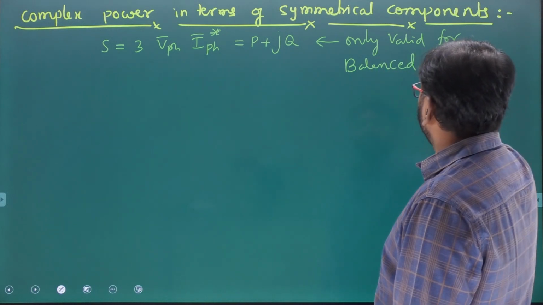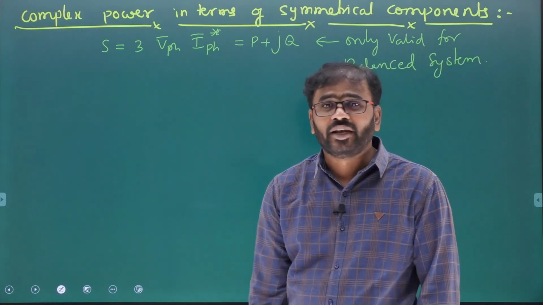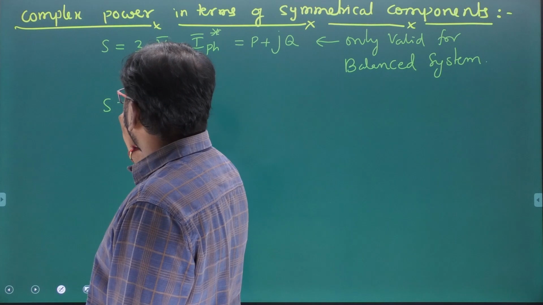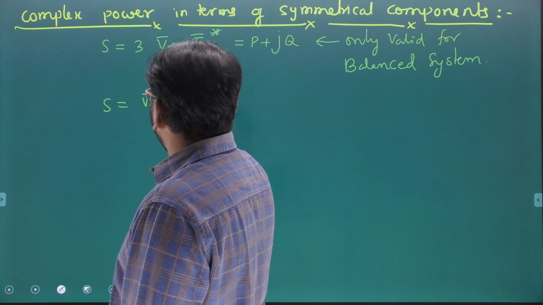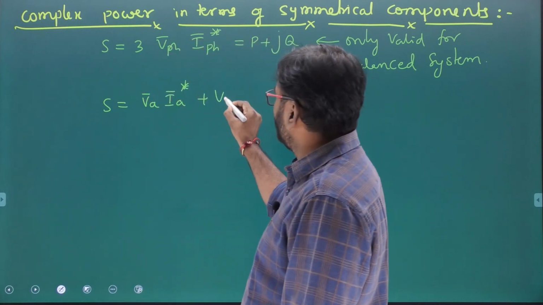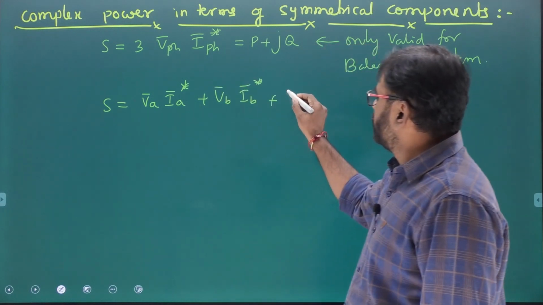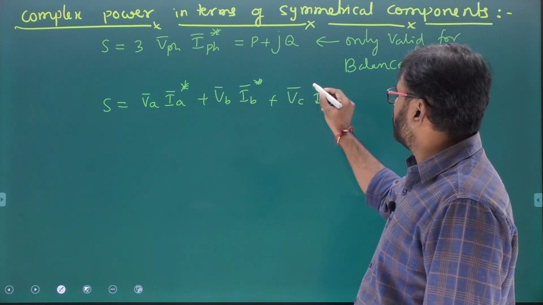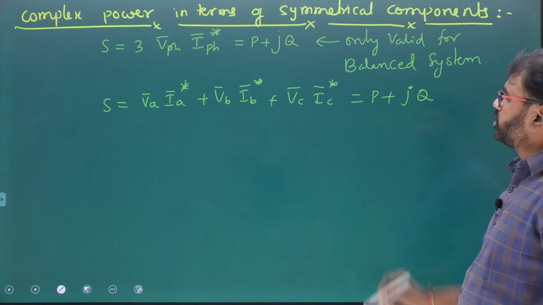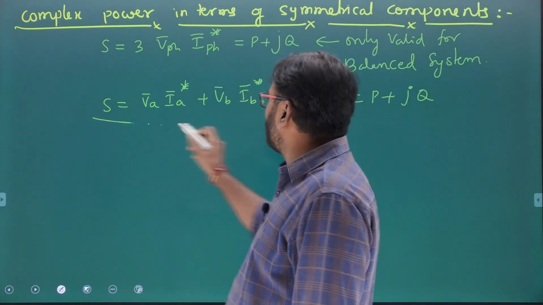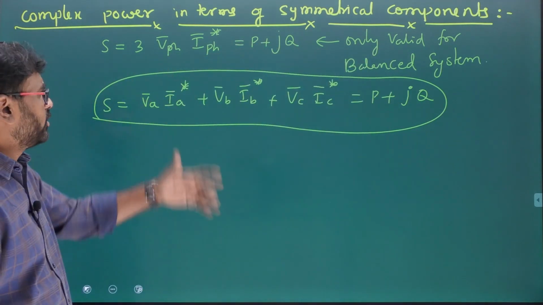If the system is unbalanced, this expression is not valid. So that's why for an unbalanced system we have a relation like this. We can write it for every phase separately: VA IA conjugate, VB IB conjugate, similarly VC IC conjugate. In that, the real part is the total active power of 3 phase, and the imaginary part is the total reactive power of 3 phase. So this is valid for both balanced and unbalanced systems.